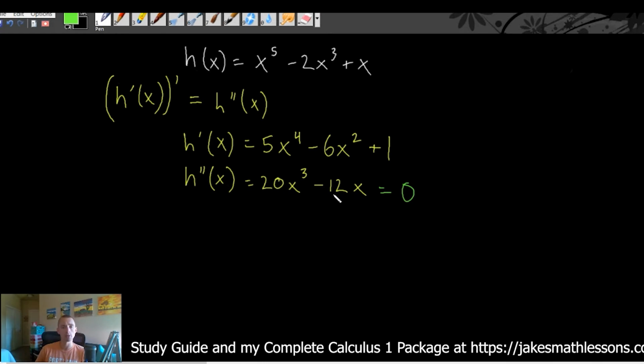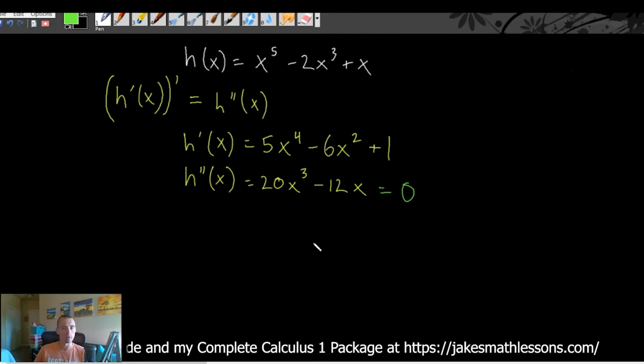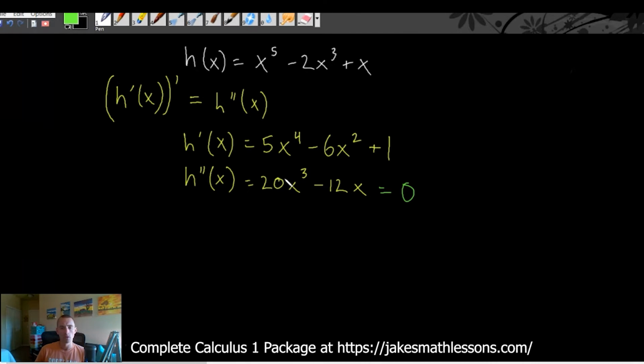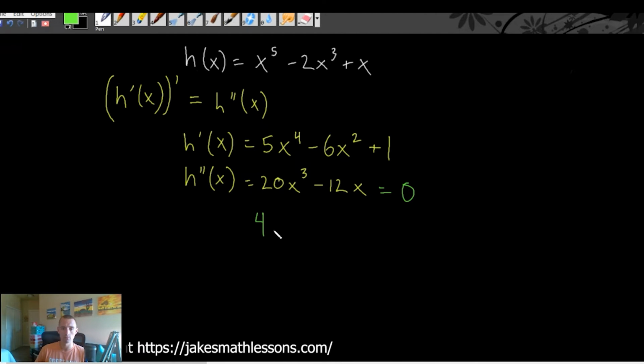What do they have in common? Or in other words, what are they both divisible by? Well, they're both divisible by 4, and they're both divisible by x. So we can basically factor out a 4x out of the left side of our equation here. If we factor out a 4x, what will that leave each of these terms with?